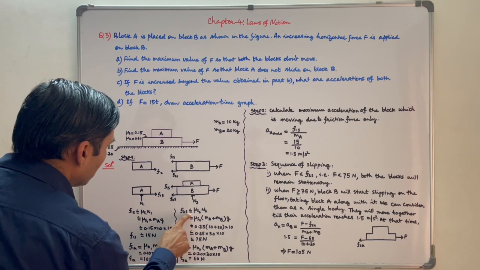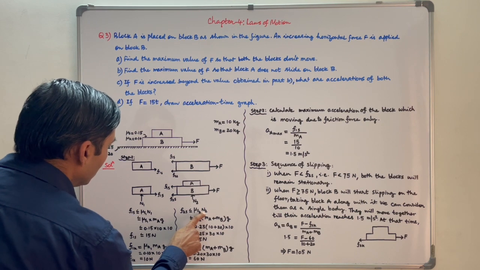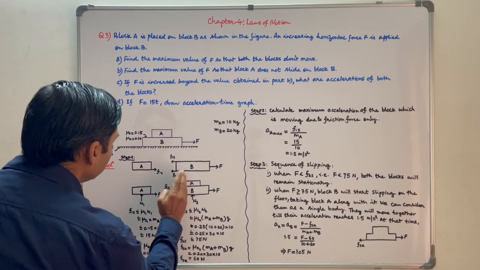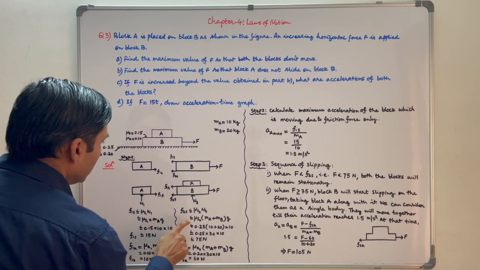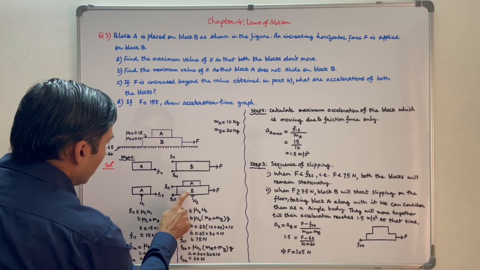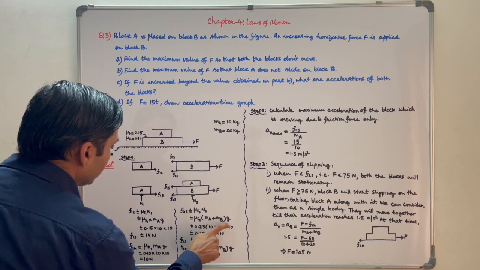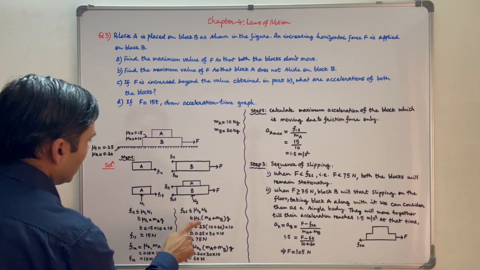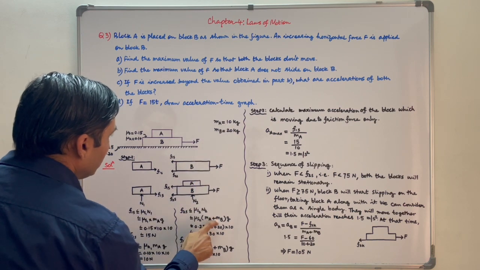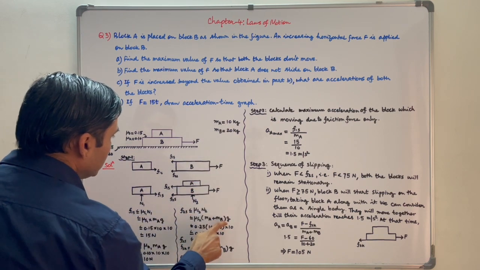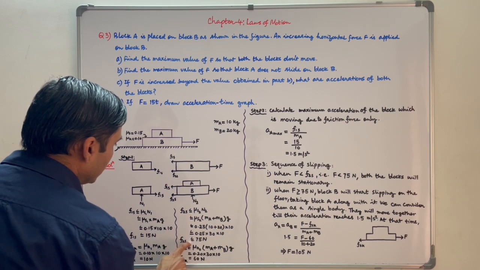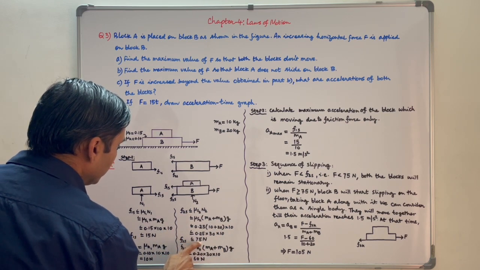F2S is less than or equal to mu S2 into N2. N2 is the normal reaction that will work vertically upwards on this contact surface. So N2 is equal to Ma plus Mb into g. Mu S2 is given as 0.25. Ma is given as 10 kg and Mb is given as 20 kg. g is 10 meter per second square. So F2S is less than or equal to 75 Newton.